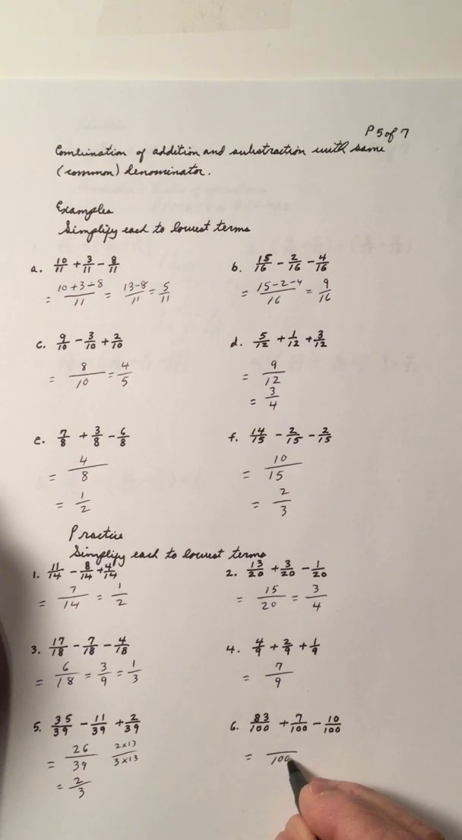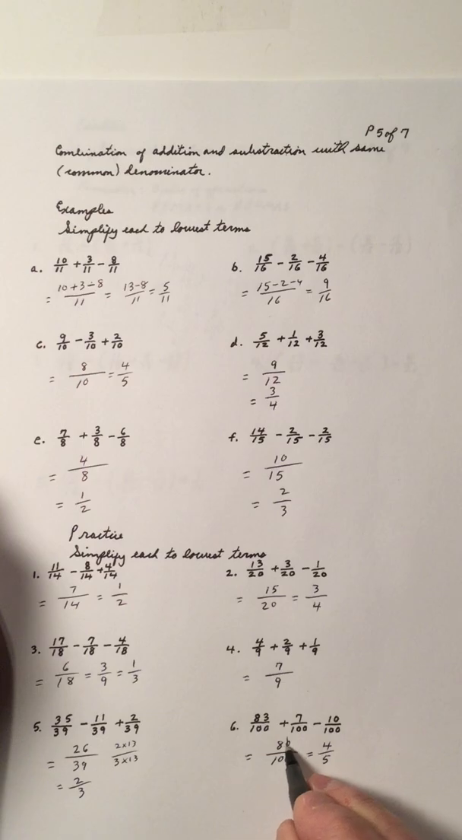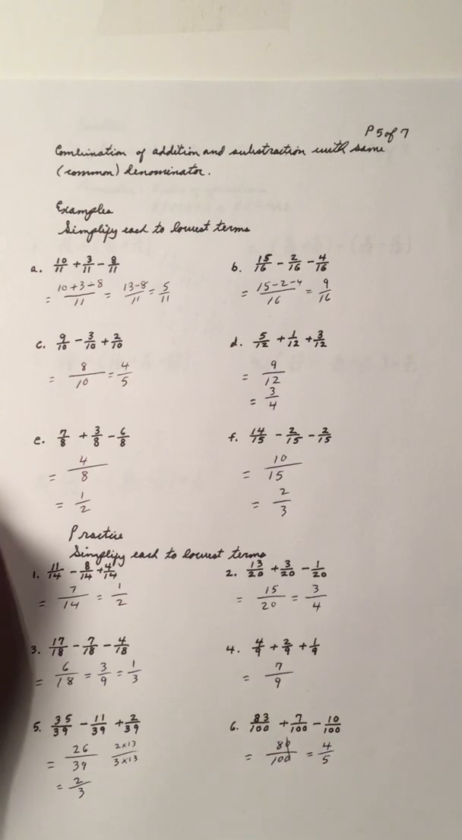100 is in my denominator. 83 add on 7 is 90. 90 subtract 10 is 80. Notice now we can divide by 10, so we can scratch the zeros. 2 into 8 goes 4. 2 into 10 goes 5. Again, we could have divided by 10, same as scratching the zeros.